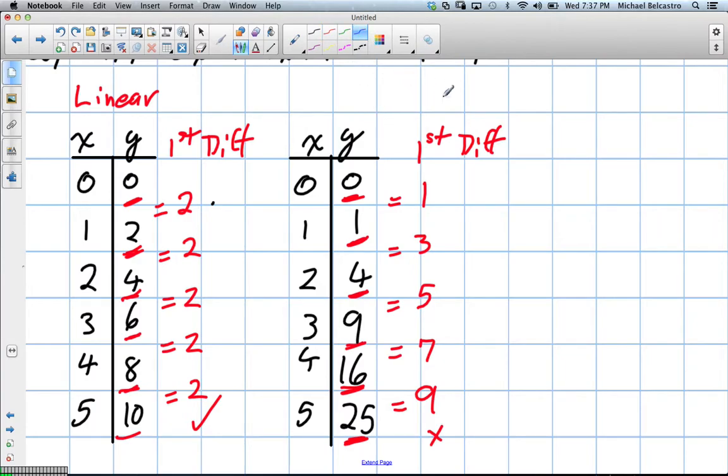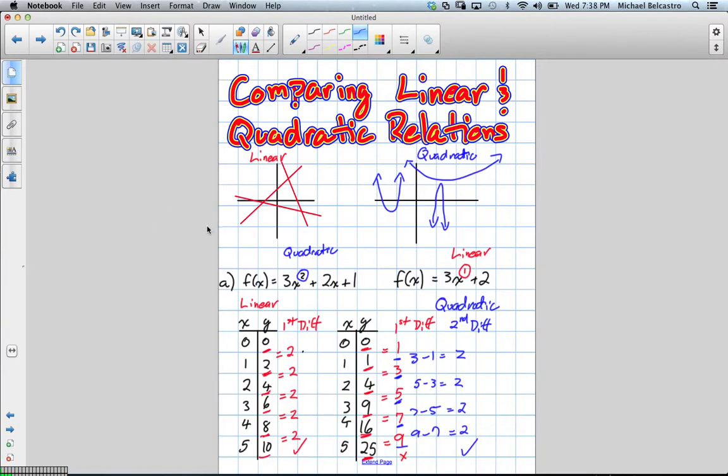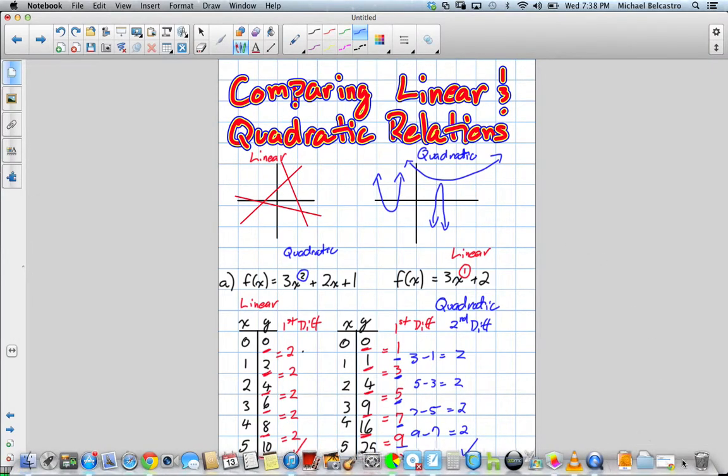So what we do from there is we take something called the second differences. So we take those differences and subtract those two. So 3 subtract 1 will give us 2, 5 subtract 3, 2. 7 subtract 5, 2. And what's the last one? 9 subtract 7. What do we get? 2. Are the second differences the same? Yeah. That means it is quadratic. Okay? So these are three different ways you can differentiate between what is linear and what is quadratic.